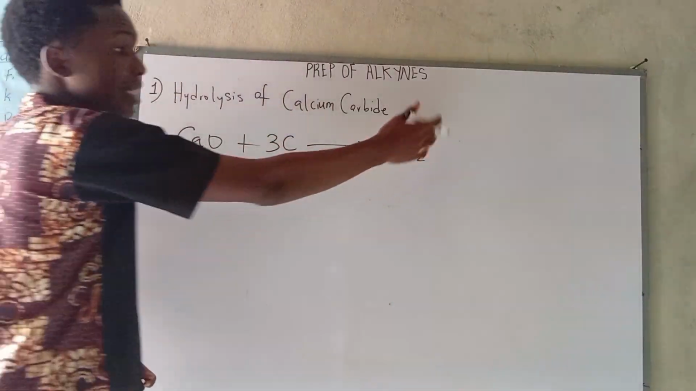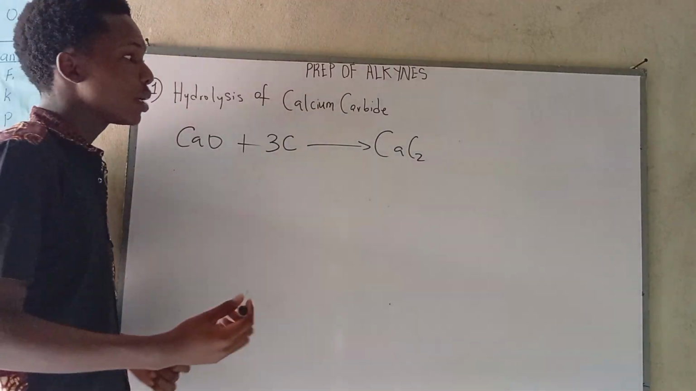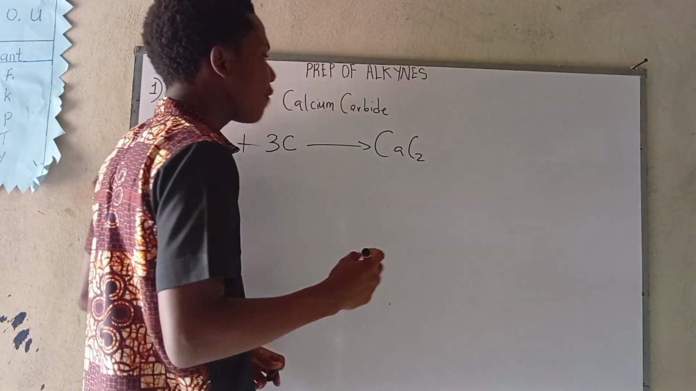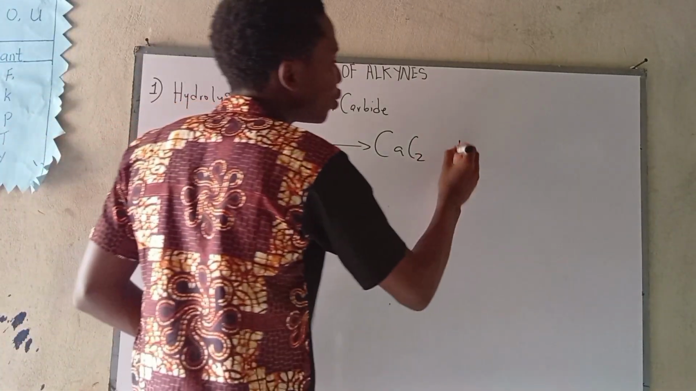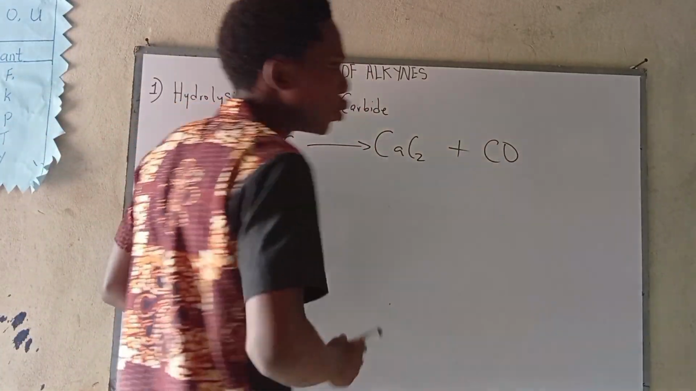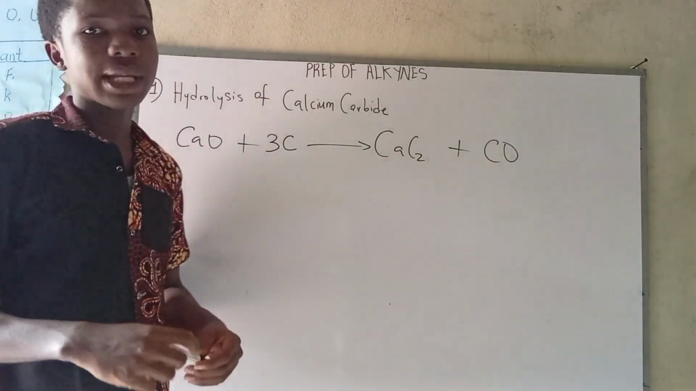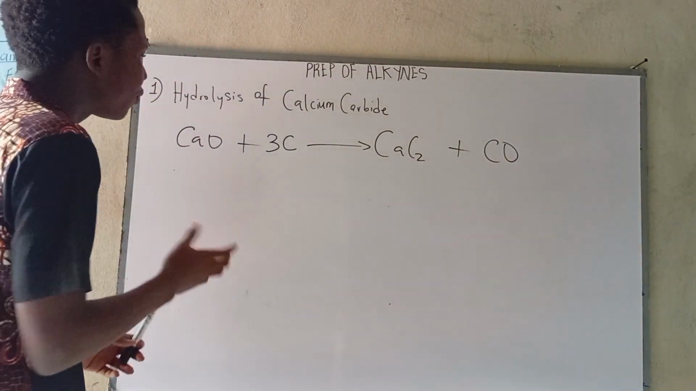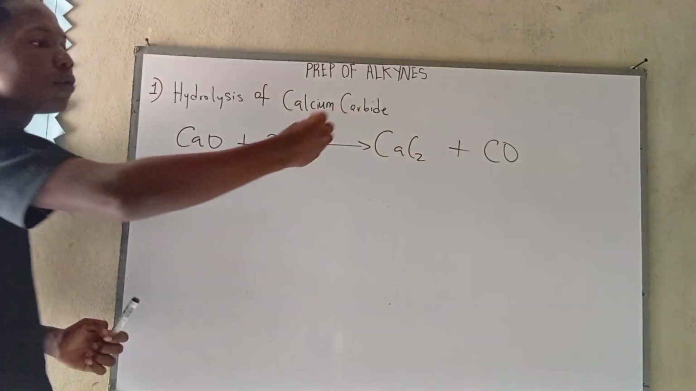Now look very close. This is the formula for calcium carbide. Now that's not all. We will have a byproduct. And which byproduct will we have? We'll have CO, which is carbon monoxide.